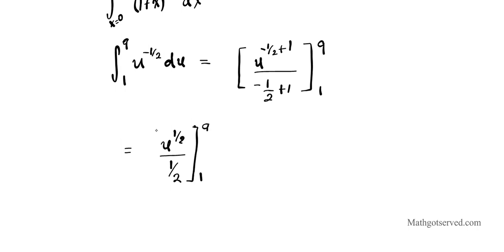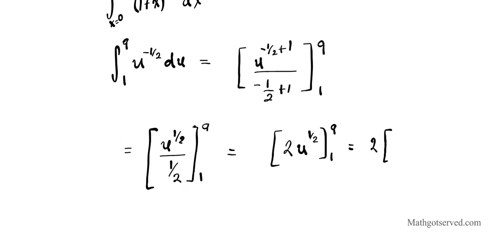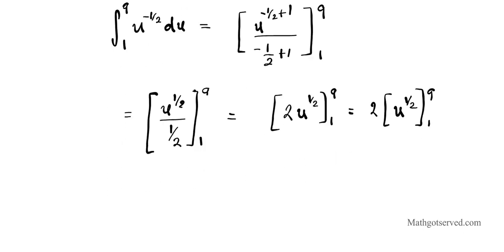Okay? Now we can multiply the numerator by the reciprocal of the denominator. So that becomes 2u to the 1/2 evaluated from 1 to 9. We can even factor out the 2 since it's independent of the limits of integration. So u to the 1/2 evaluated from 1 to 9. So we just use FTC part 2 to finish this off.